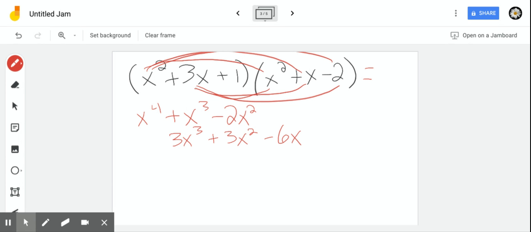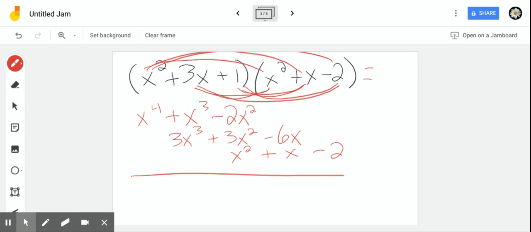And now I need to multiply everything by 1. I'm going to keep doing the same thing, keeping my like terms together. So 1 times x squared is x squared. So I'm going to write it with the x squared terms. 1 times x is positive x. And 1 times negative 2 is negative 2.